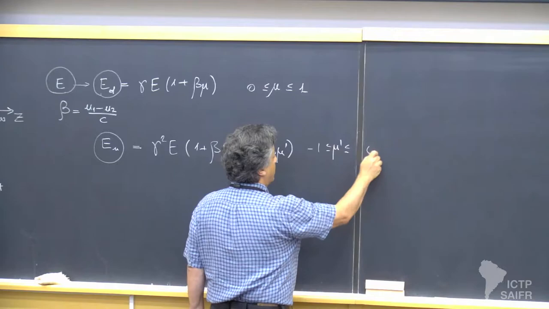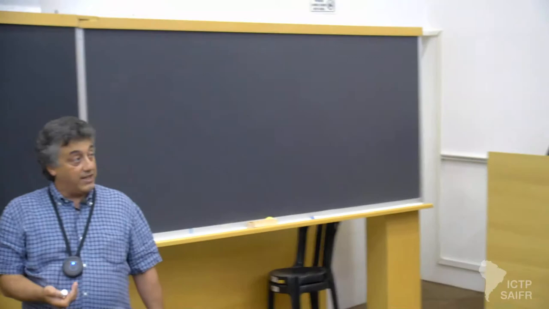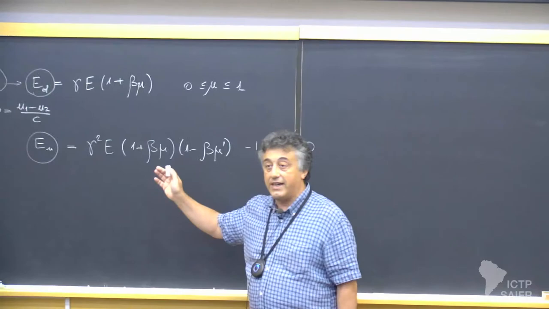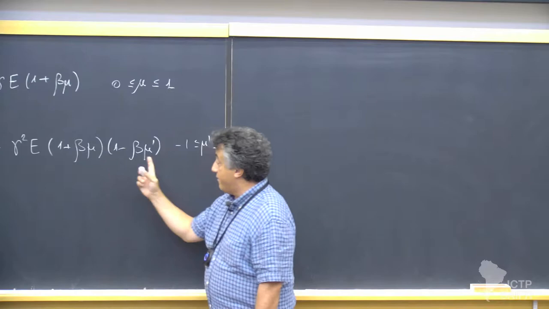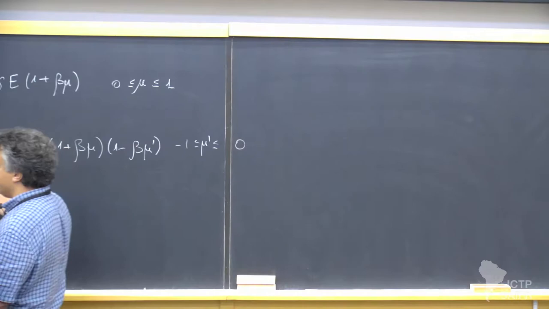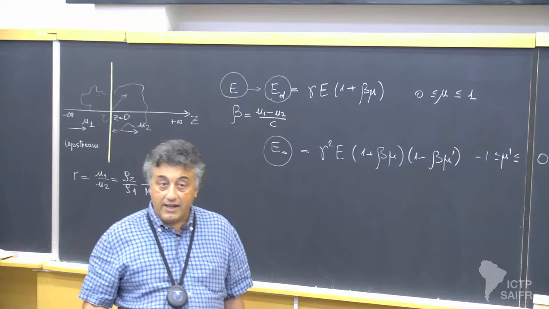And now look at the amazing thing that has happened. This is all the physics. All the rest is a lot of math. But you see, all the physics has already happened here, because the initial energy is connected to the final energy through this factor, but mu is positive, so this is positive. And then the further step is mu prime between minus 1 and 0, so this is positive. So the final energy has got to be larger than the initial one. There is not any configuration that leads to energy decrease.